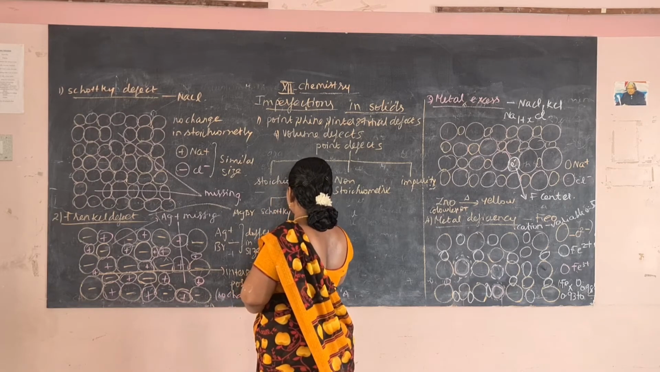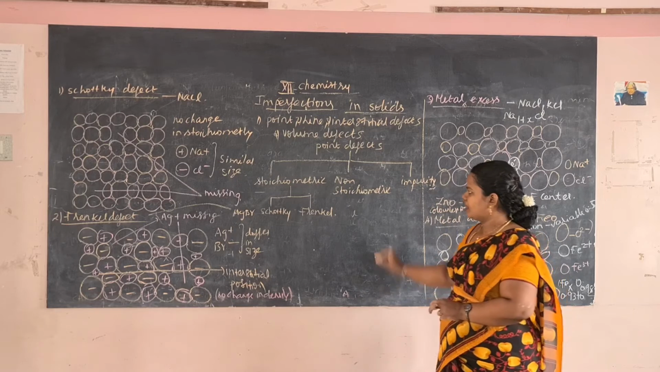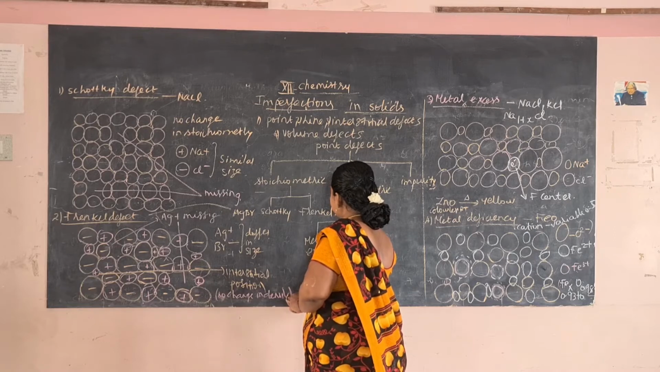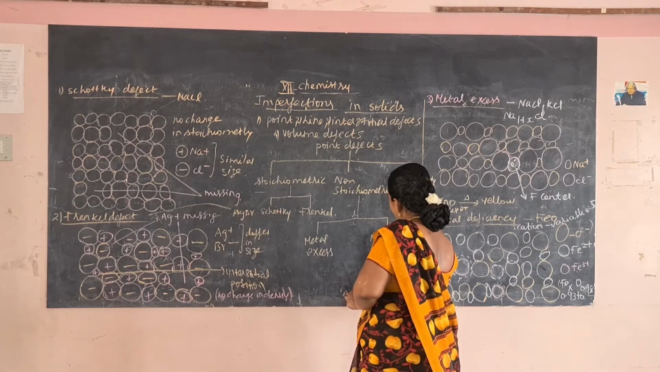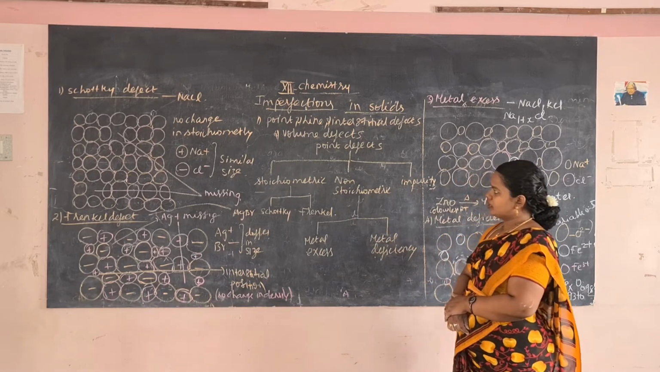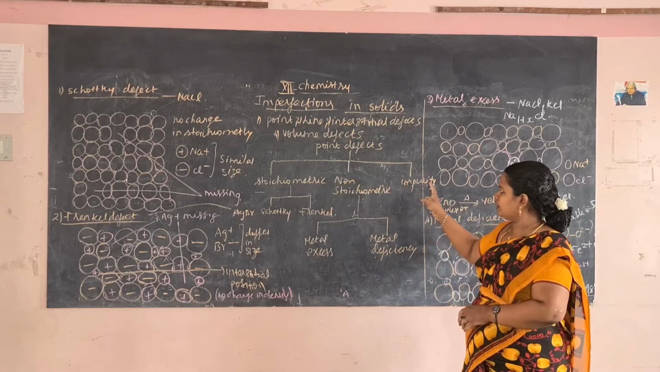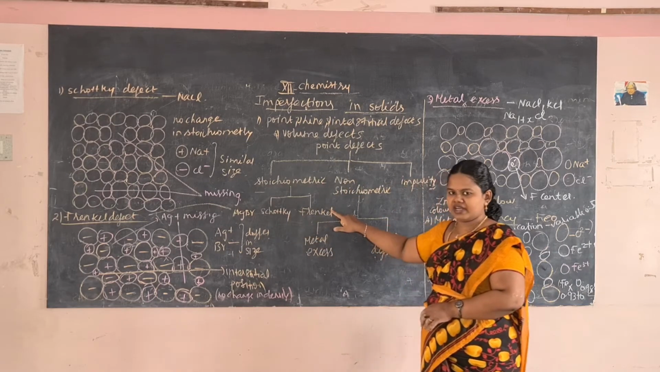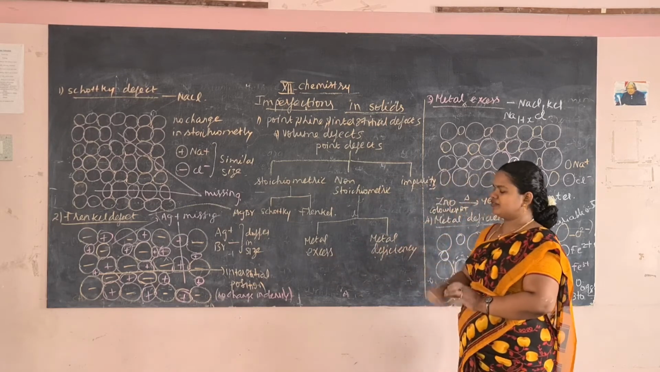Schottky is the name of a scientist, and Frenkel is also the name of a scientist. Non-stoichiometric defect is classified into metal excess and metal deficiency defect. So the point defect is classified into stoichiometric defect, non-stoichiometric defect and impurity defect. The stoichiometric defect is again classified into Schottky defect and Frenkel defect, and the non-stoichiometric defect is again classified into metal excess and metal deficiency defect.